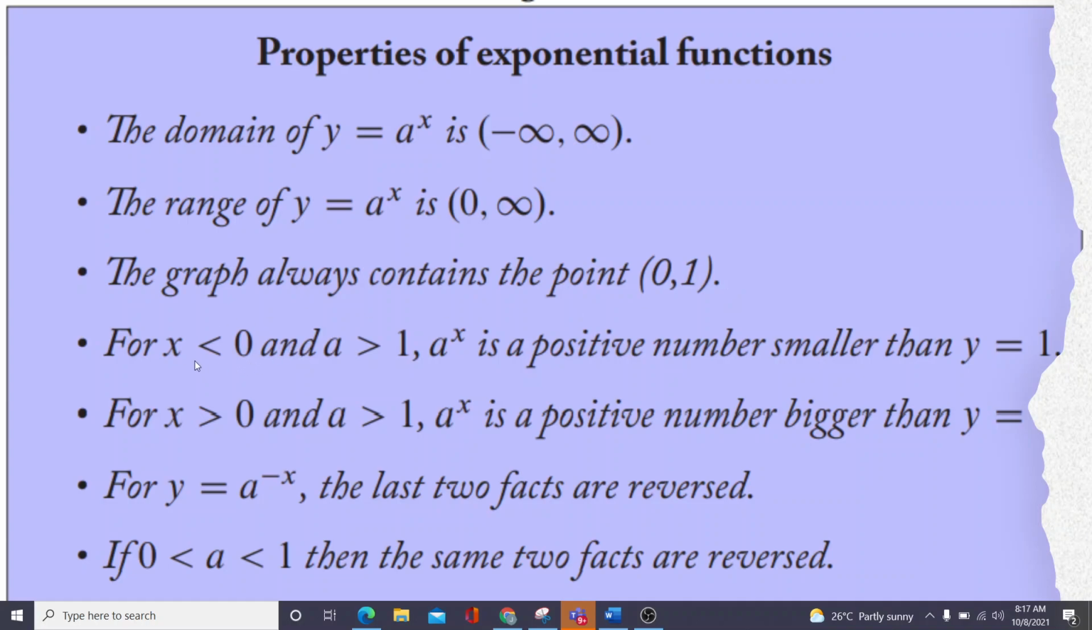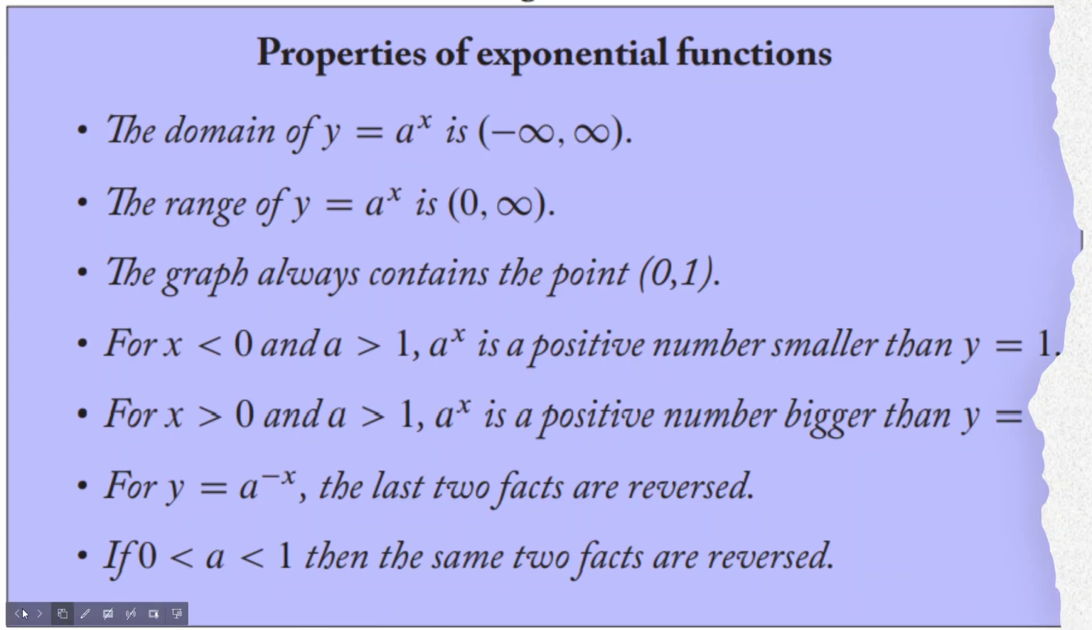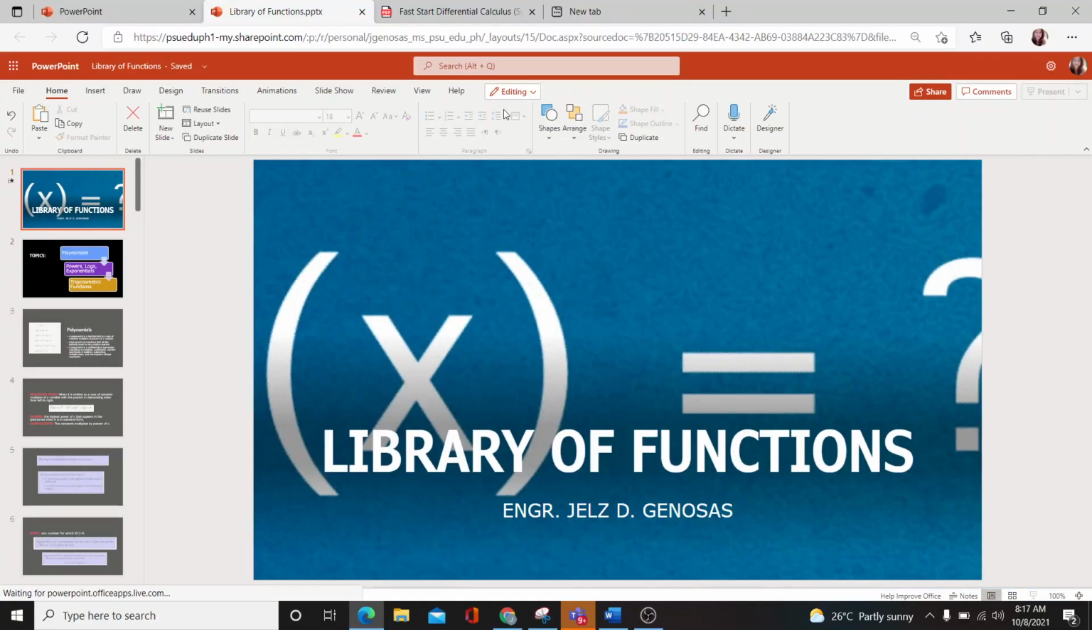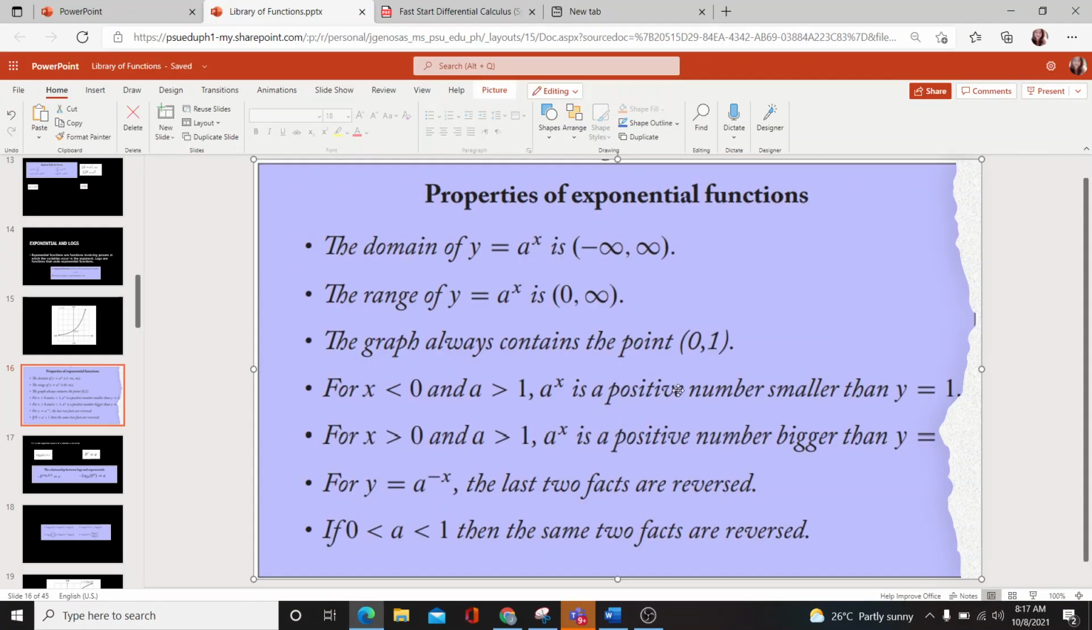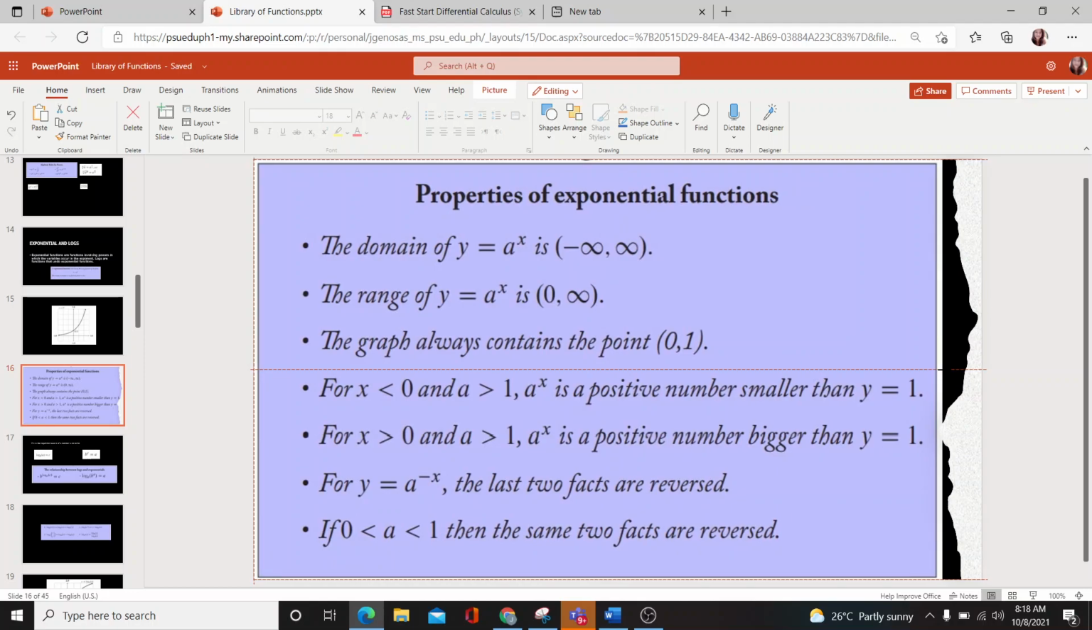For x less than 0 and a greater than 1, a^x is a positive number smaller than y equal to 1. For x greater than 0 and a greater than 1, a^x is a positive number bigger than y equal to 1.